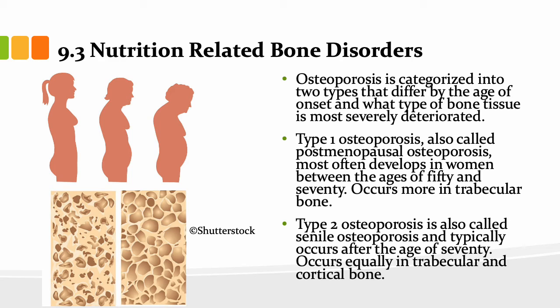Osteoporosis has two different categories. Type 1 osteoporosis is also called postmenopausal osteoporosis, and it most often develops in women between the ages of 50 and 70. It occurs more in the trabecular bone or the spongy bone. Type 2 osteoporosis is also called senile osteoporosis, and it typically occurs after the age of 70, and it occurs equally in the trabecular and the cortical bone.